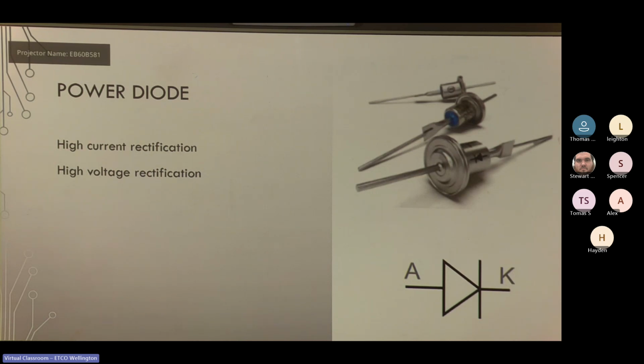So where would you use a power diode? Do you think of any everyday applications for a power diode? Yep, for chargers. Anything else?